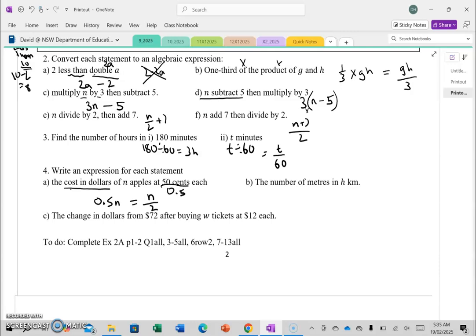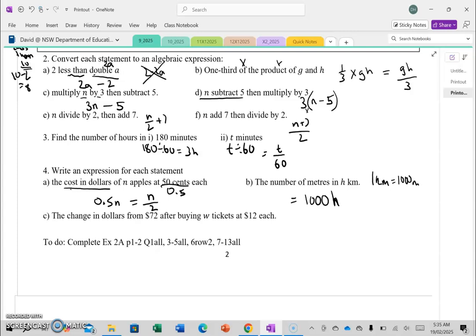Number of meters in h kilometers. Well, in 1 kilometer there's 1,000 meters, in 2 kilometers there's 2,000 meters. What are we doing? We're timesing by 1,000, and so it'd be 1,000 times h, and that would be in meters.